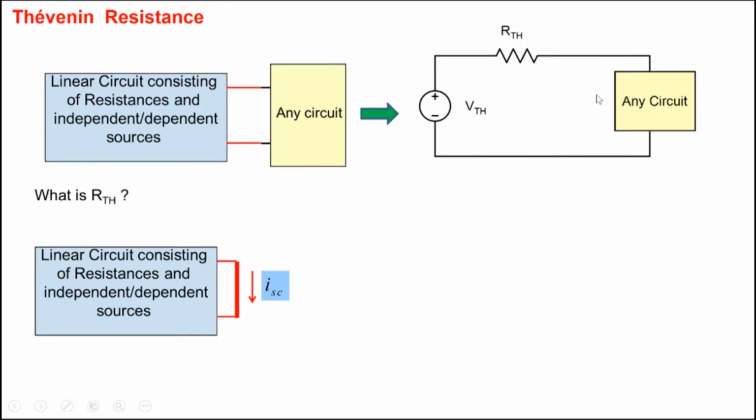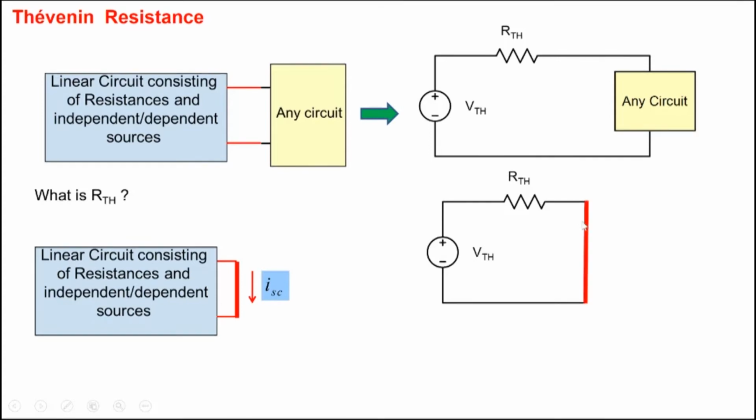We disconnect it here from this part and we short it. And when we short it, of course, the current that flows in the short circuit is VTH by RTH. Now, the two circuits are equivalent because this circuit is being replaced by these two components here and they're supposed to be equivalent. So then ISC must be equal to VTH by RTH. So RTH, Thevenin's resistance, becomes equal to VTH by ISC, and VTH is nothing but VOC.